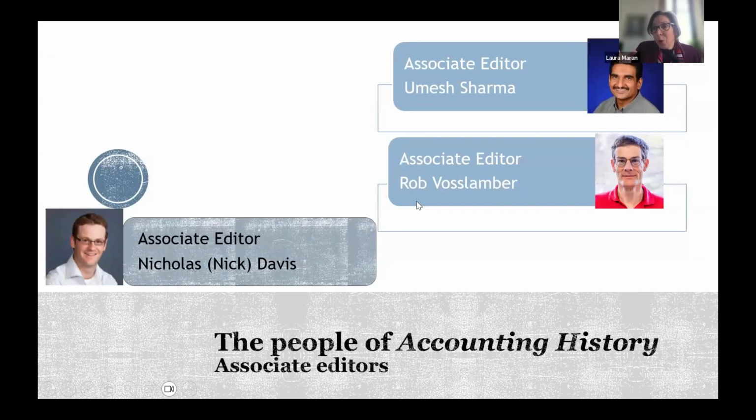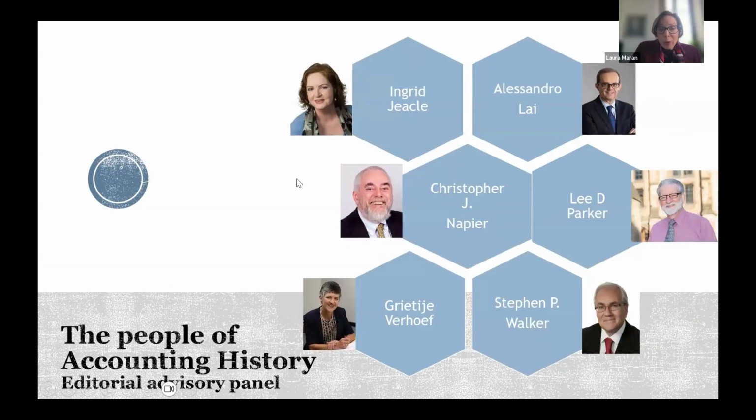Now, to get to know who we are, we also need to know our own community and who is operating within the journal. Our long-standing associate editor is Nick Davis, and our other two associate editors are Umesh Sharma and Rob Vosslamber. All three associate editors are from Australia and New Zealand. We also have an editorial advisory panel, and as you can see, it is formed by very well-renowned scholars from around the world.